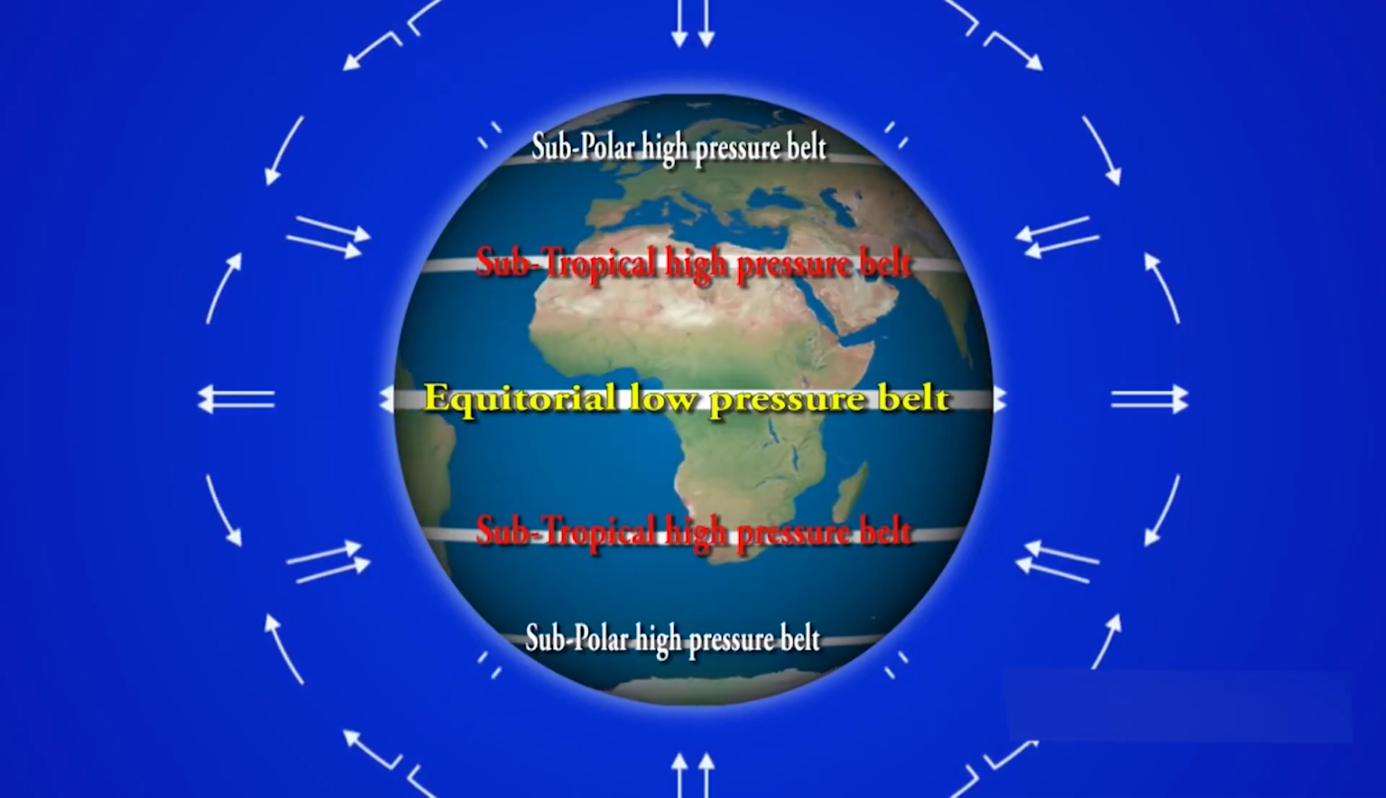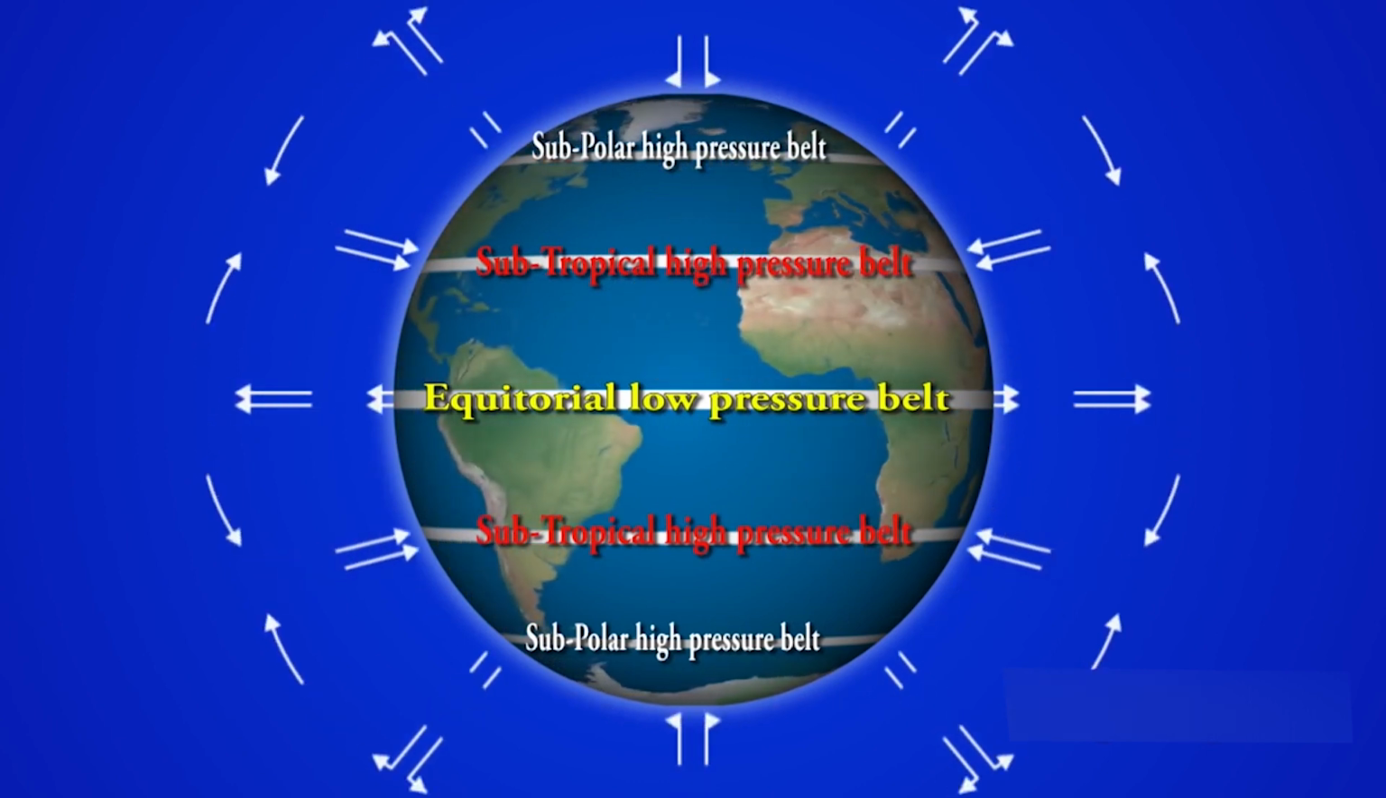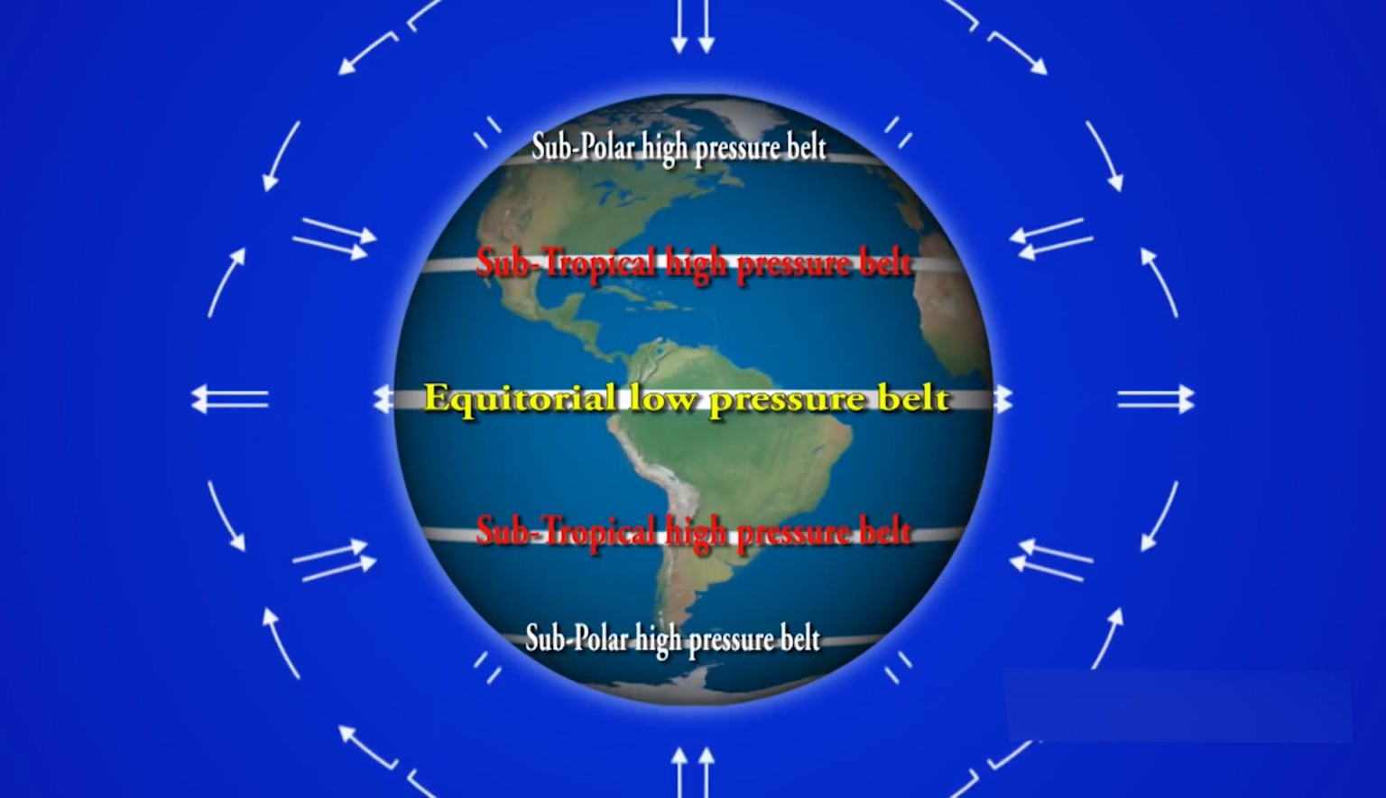Now, pressure belts: there are 7 distinctly identifiable zones of homogeneous pressure belts. There are two types of cells in the global atmospheric circulation. The first one is the Ferrel cell and the second one is the Hadley cell. In this figure, we can see the global atmospheric circulation.